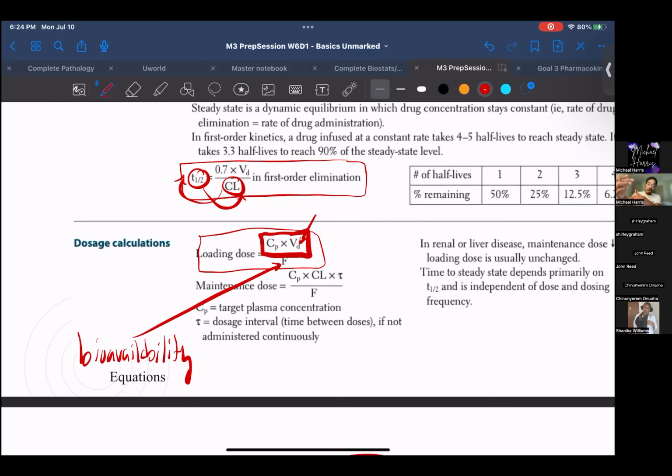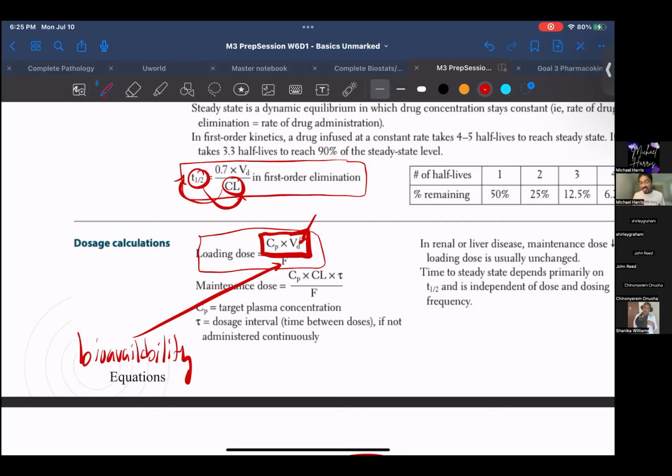If this was an IV drug, would you need to have bioavailability there? No, because it's always 100%. Exact, perfect. I love it. Good, good. Since you have some portion not getting absorbed, you have to account for that.